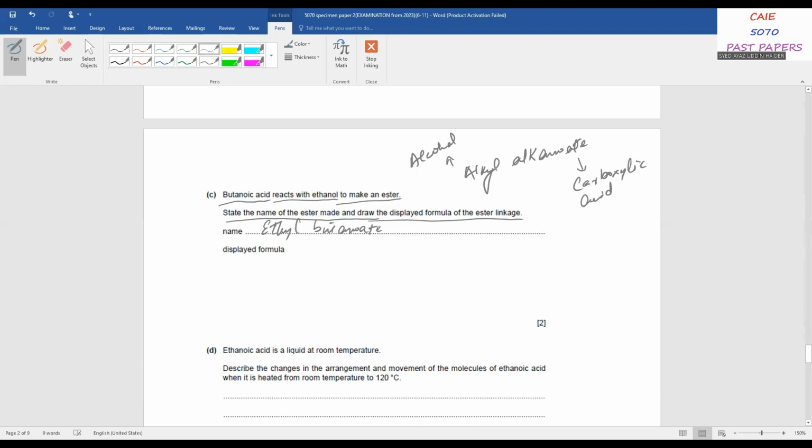The displayed formula will be like this. 4 carbons for butanoic, 1, 2, 3, 4. 2 for ethyl, showing each hydrogen atom.